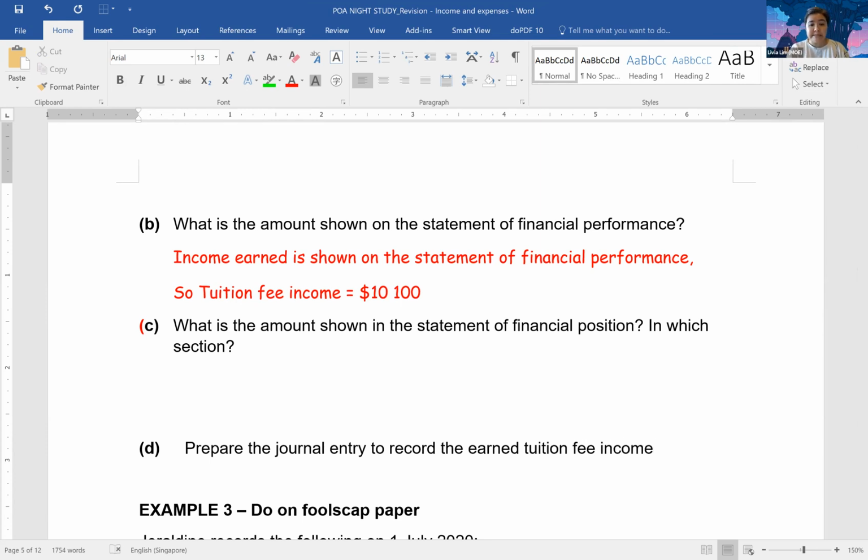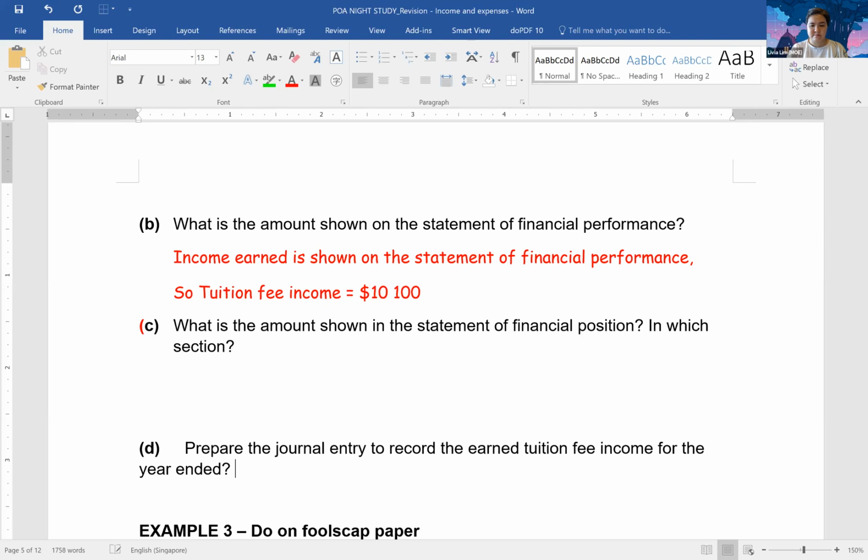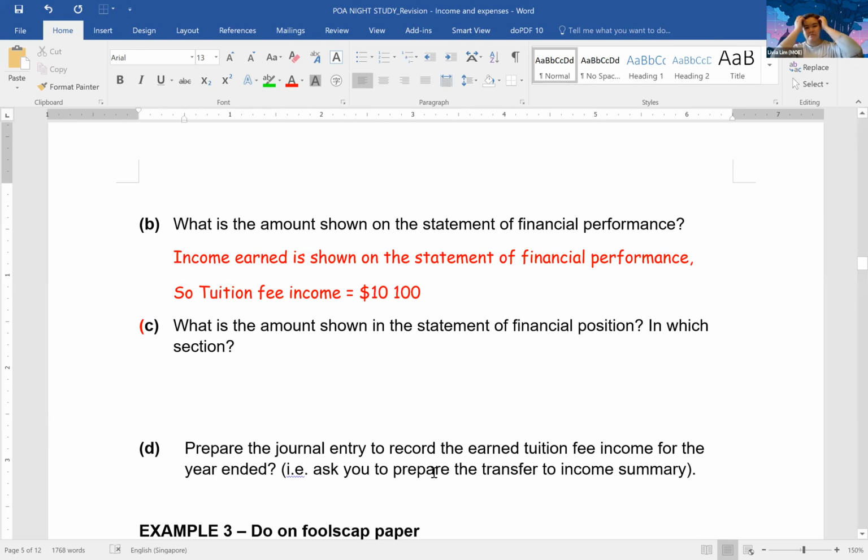Answer the question. What is the amount shown in the statement of financial position, in which section? So there are two portions. Oh, the answers are different again. Why?